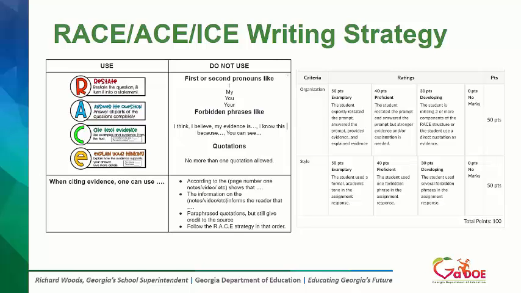When citing evidence, instead of I think or my evidence, they could say according to the blank, and name whatever the resource was. It shows that the information from the source informs the reader. If I give them something like that, then they can avoid those forbidden phrases and those first and second person pronouns. One thing I did learn is that they have to follow the RACE strategy in order. They can't put RCAE; they have to actually follow RACE in order.